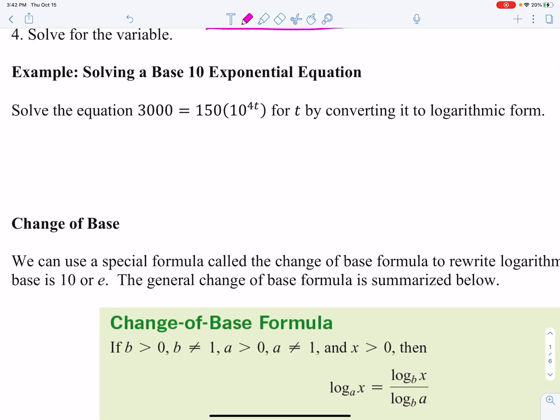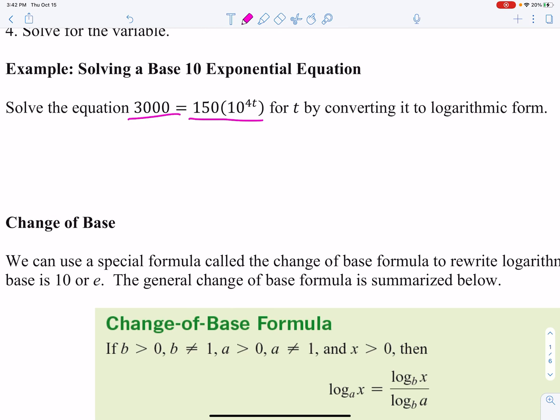All right, so if we want to get t by itself, that's our goal here, but t is in the exponent, so that gives us a little bit of an issue. But like they said, first thing, let's get this thing with the exponent by itself first. Okay, to do that, we're going to divide both sides by 150. All right, so if you do that, 3,000 divided by 150 is 20, and that's going to be equal to 10 to the 4t power.